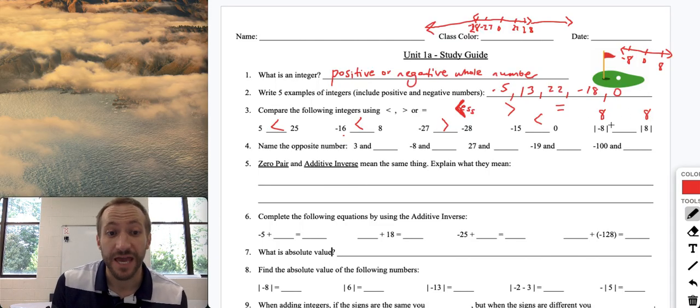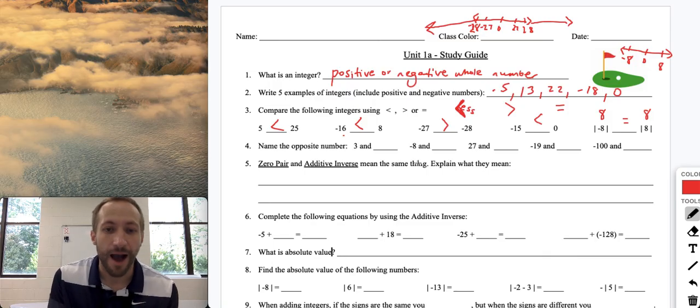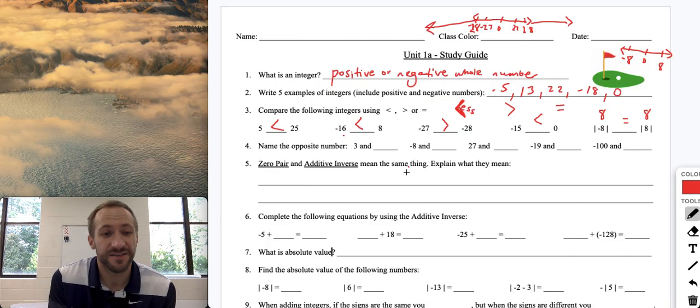So these are the same exact number. So we're going to put an equal sign in there. Let's look at the next one. Name the opposite number. So opposite, that just means the same number except one's positive and one's negative.